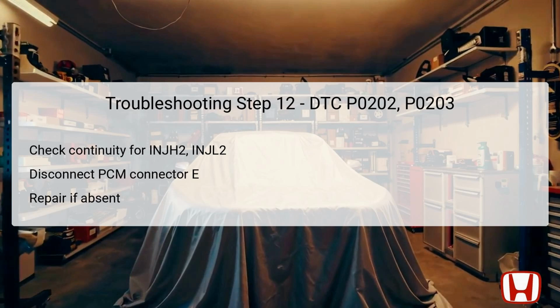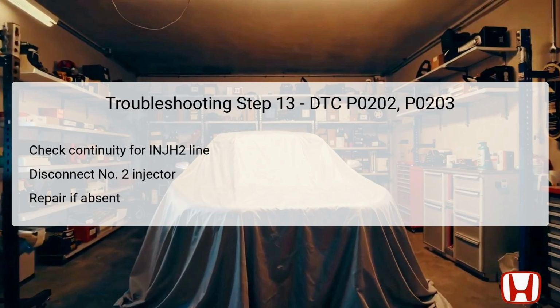If continuity is not present, then an open circuit exists in the INJH2 wire that must be repaired to continue with the injector circuit testing. In step 13, you will inspect the INJH2 line specifically. Start by disconnecting the number 2 injector's 2P connector for safety while checking. You'll be verifying continuity between the designated points: the female terminals of the number 2 injector connector, terminal number 1, and terminal number 5 at PCM connector E.